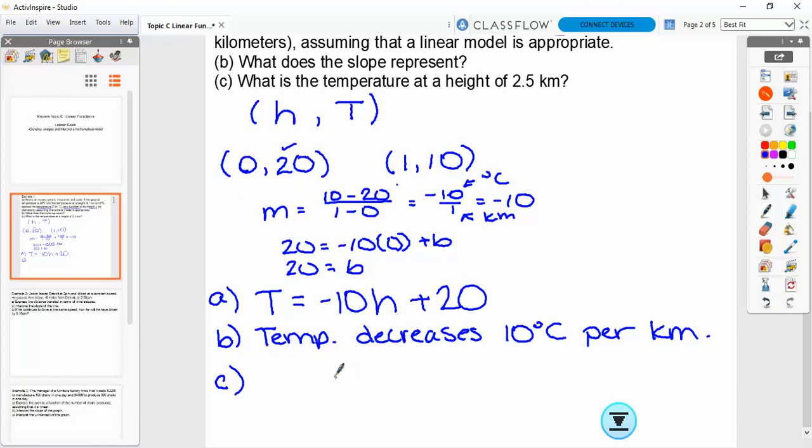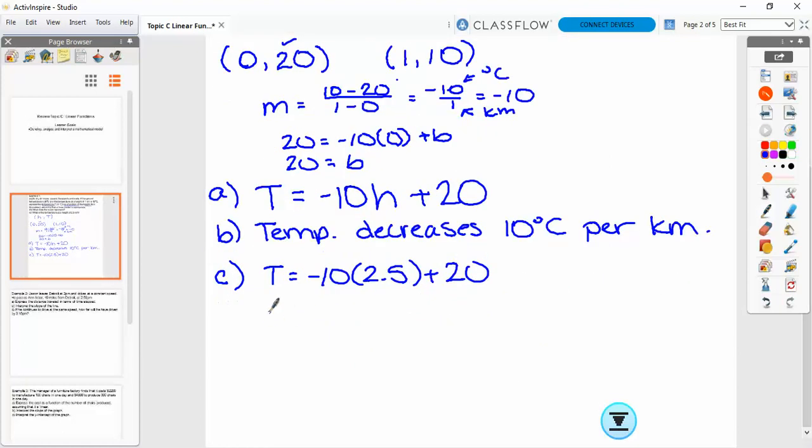What is the temperature at a height of 2.5 kilometers? So what do we do? Just put in 2.5. So we go to our equation from part A. Again, 2.5. So we get a negative 5 degrees Celsius.